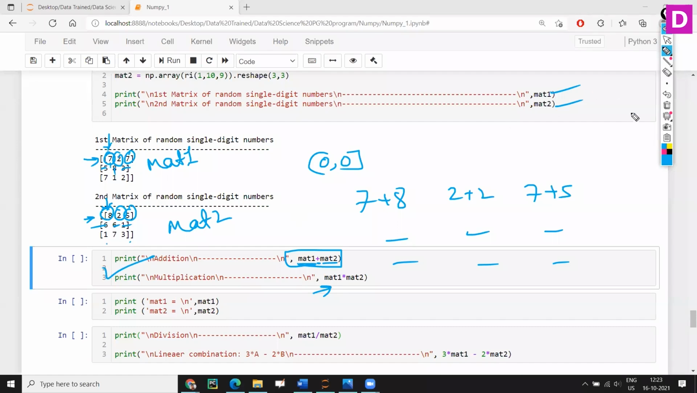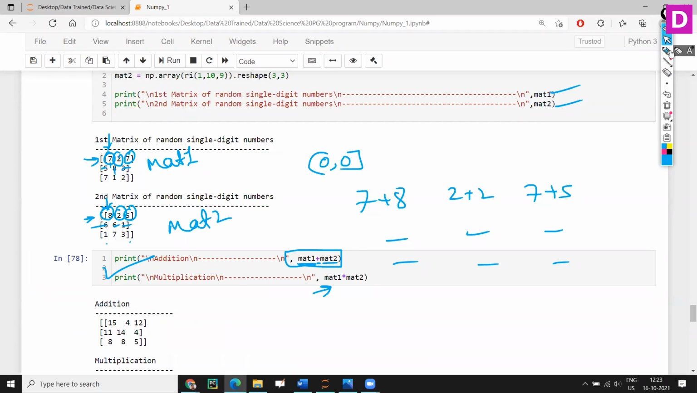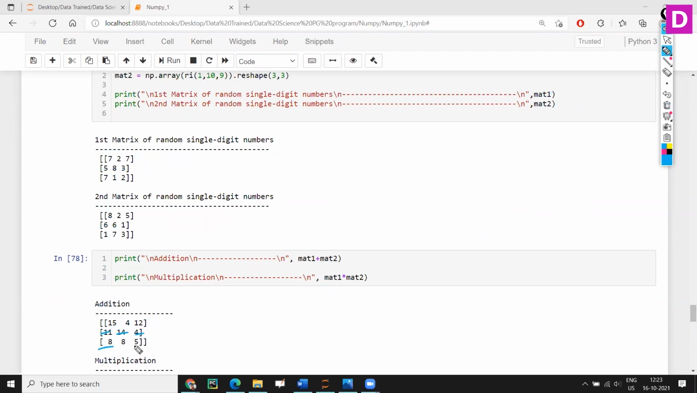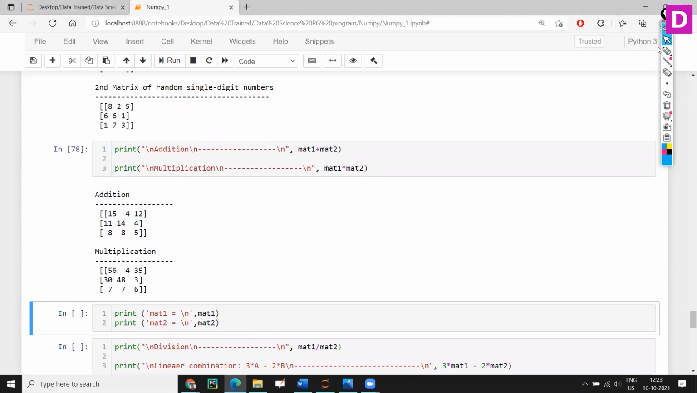So let's execute this and look into the result. As you can see, 7 plus 8, 2 plus 2 and 7 plus 5. Similarly, these are the results. Pretty straightforward. The same thing goes for multiplication: 8 into 7, 2 into 2, 7 into 5. The same thing goes for the other cells, which is very straightforward.